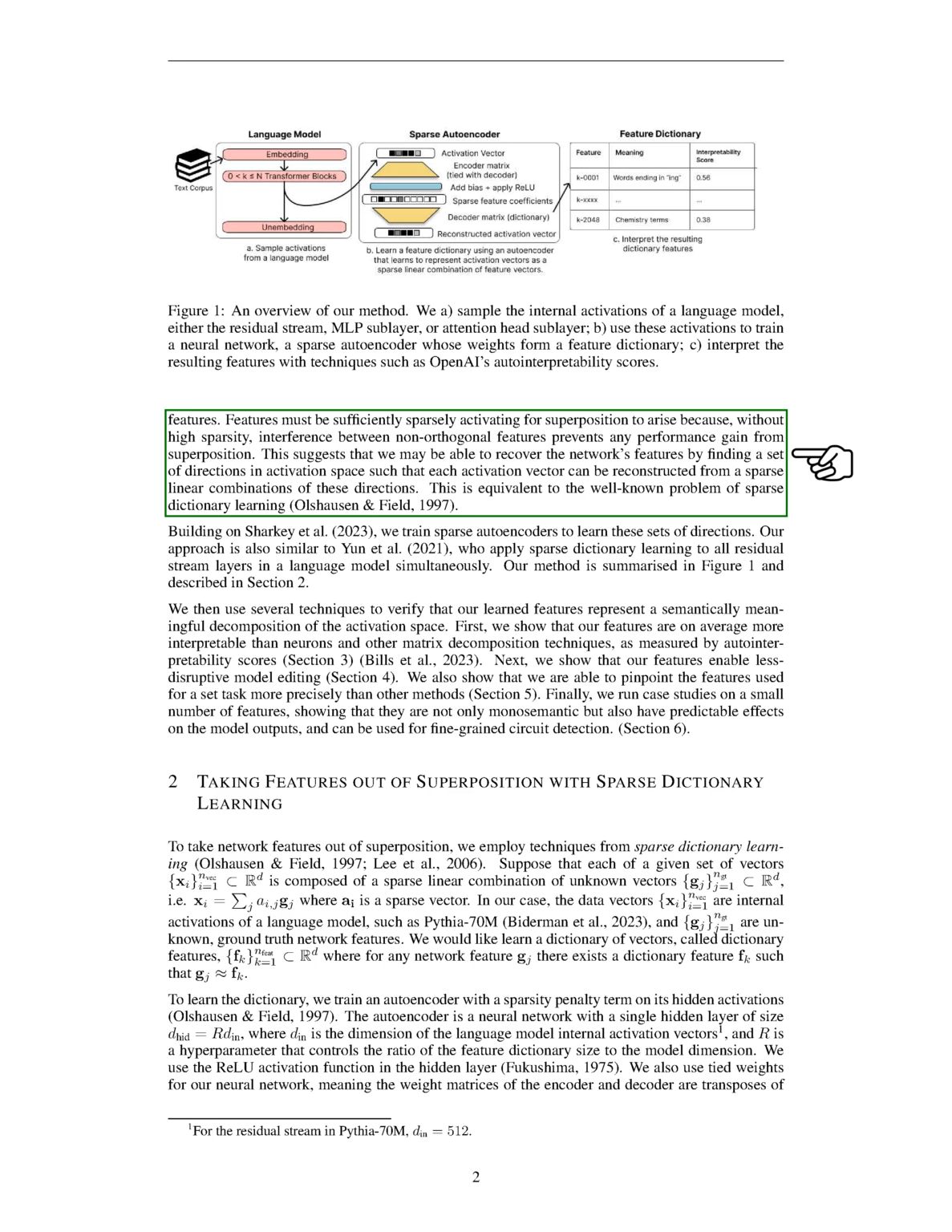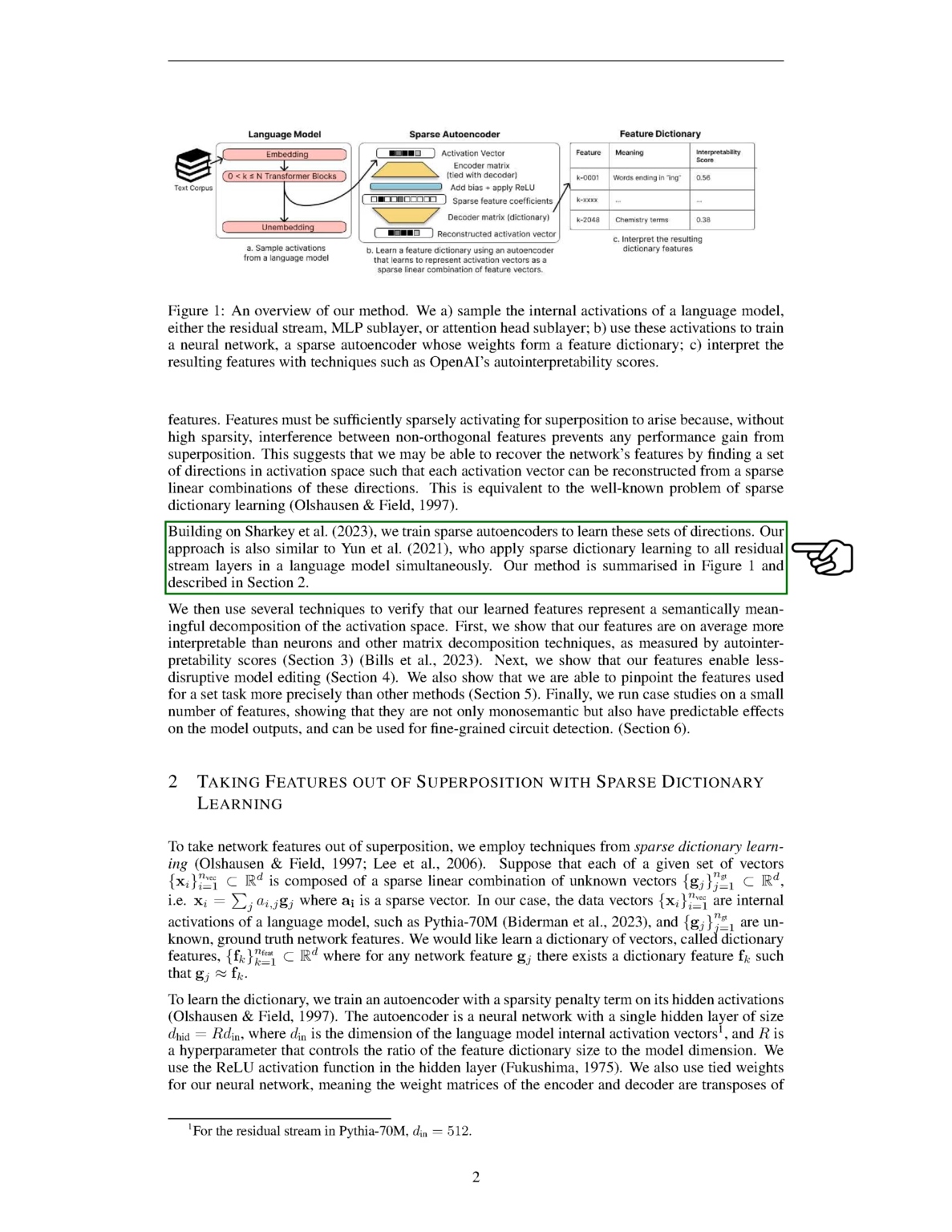We believe we can recover the network's features by finding a set of directions in activation space. Each activation vector can then be reconstructed from a sparse linear combination of these directions, a problem known as sparse dictionary learning. We train sparse autoencoders to learn these sets of directions, a method similar to applying sparse dictionary learning to all residual stream layers in a language model simultaneously.